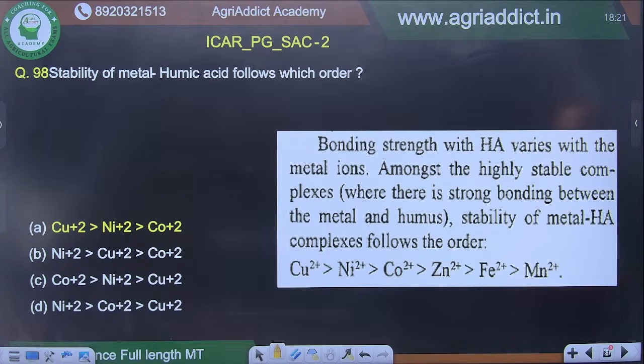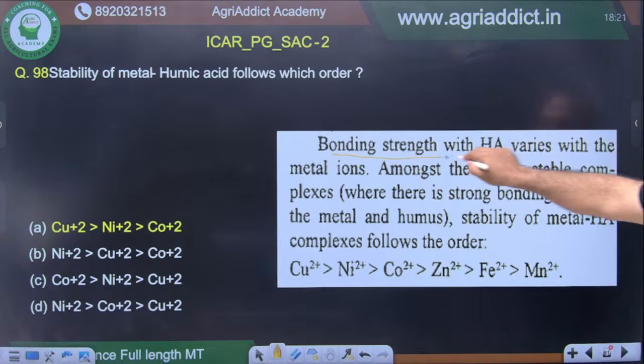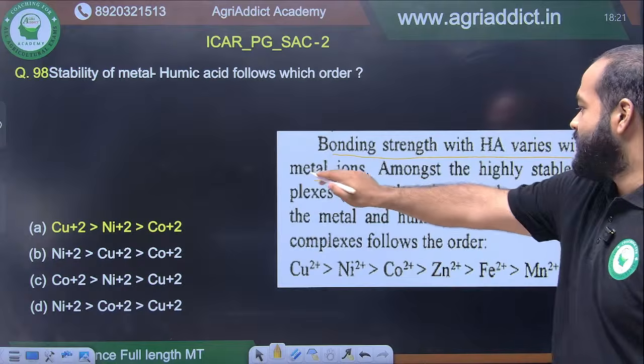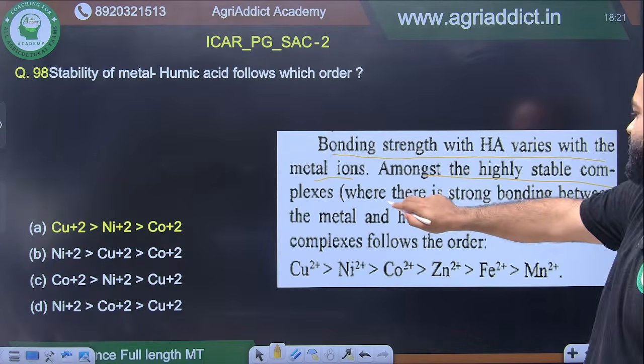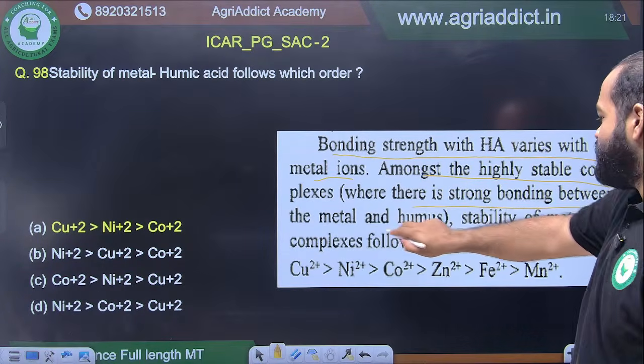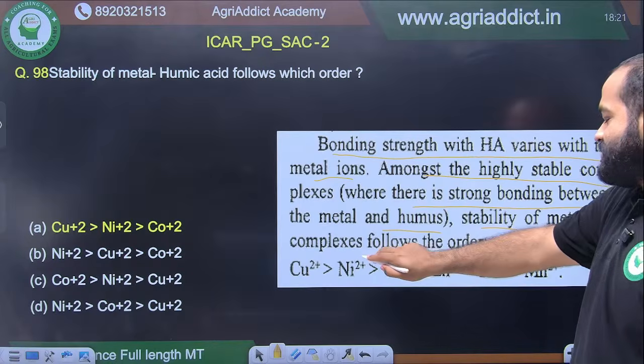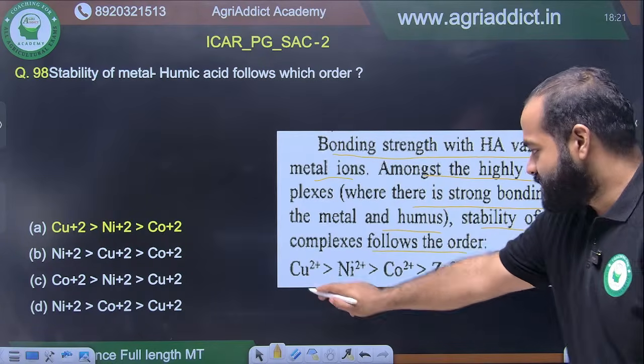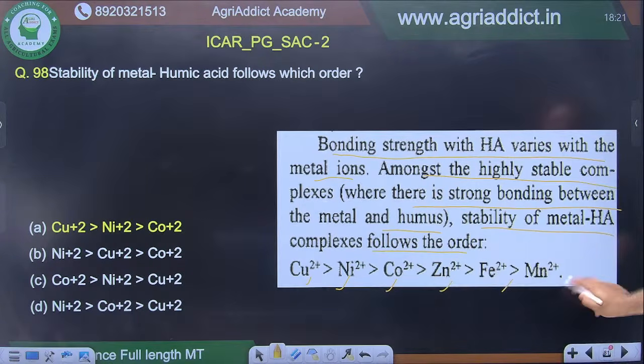CuNiCO. Bonding strength with humic acid varies with the metal ions. Amongst the highly stable complexes where there is strong bonding between the metal and the humus, stability of metal humic acid complex follows the order CuNiCO Zn FeMn. है ना?